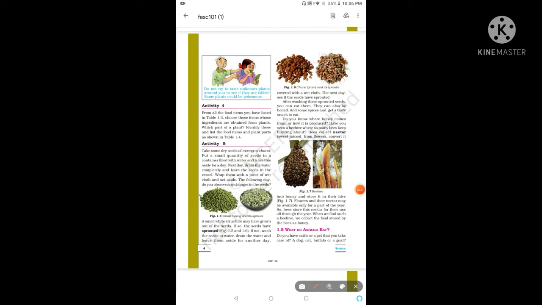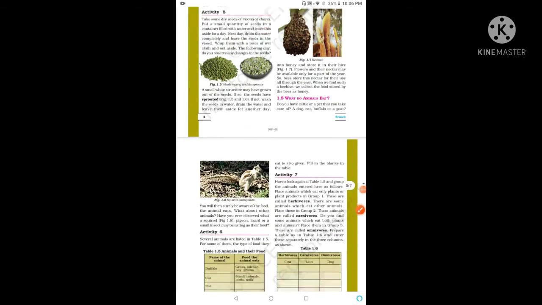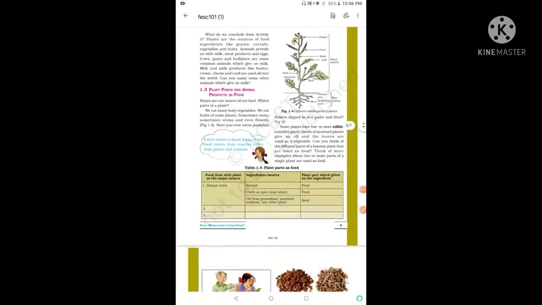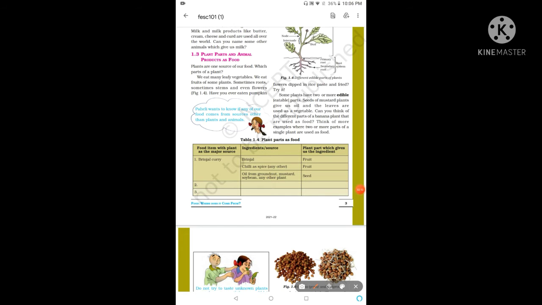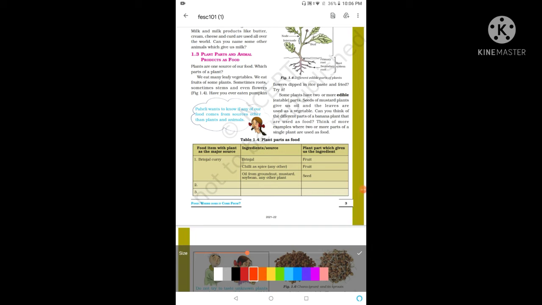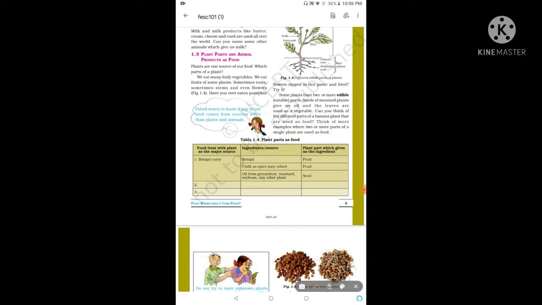So I hope you all know what we have done. We have done this one, right? In this we have written the food item with plant as the major source, right? Then we have written ingredients and source, and then we have written plant part, which gives us the ingredients, right?